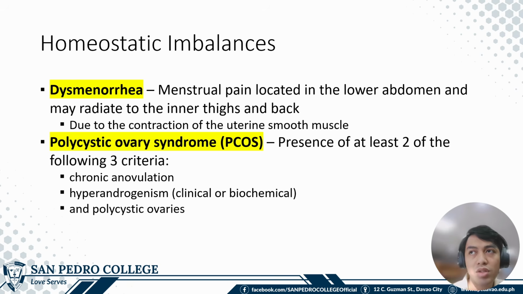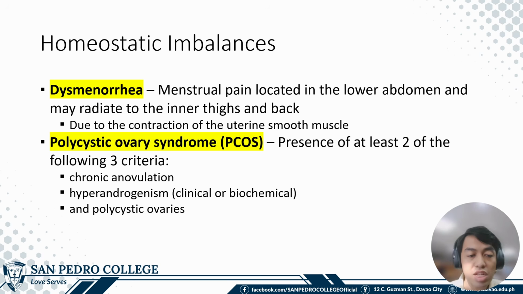So the structure again responsible for dysmenorrhea is the uterine smooth muscle or the myometrium, which contracts to produce the pain. In PCOS, there is a presence of at least two of the following three criteria: chronic anovulation, hyperandrogenism, and polycystic ovaries. In chronic anovulation, for a long time, the female is unable to ovulate or menstruate.